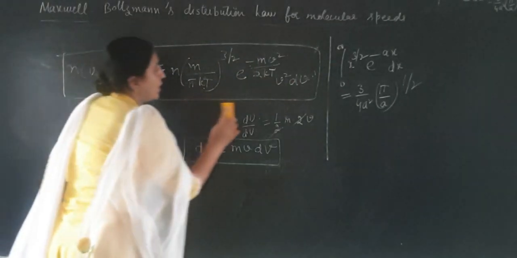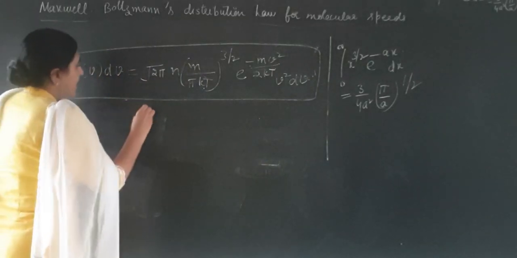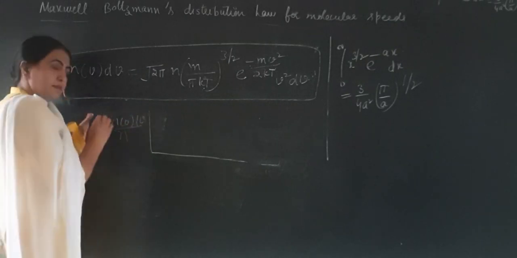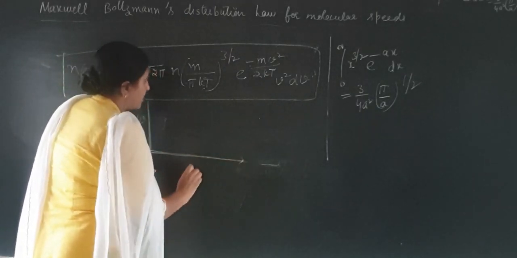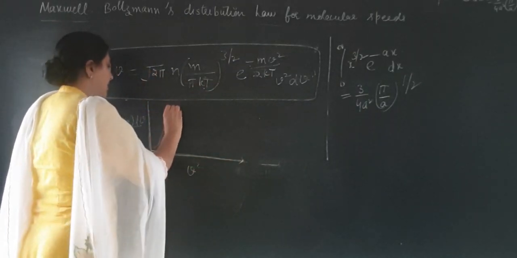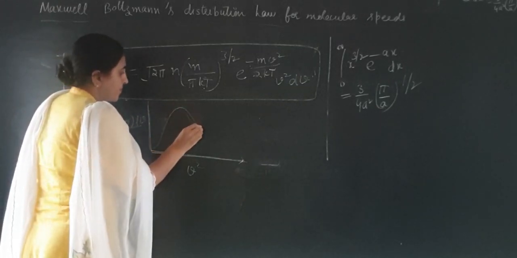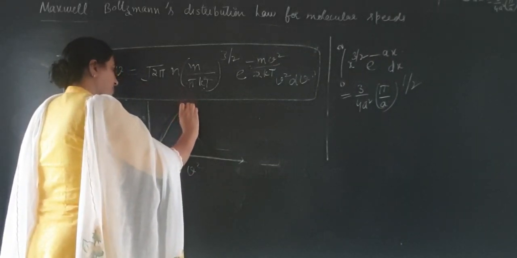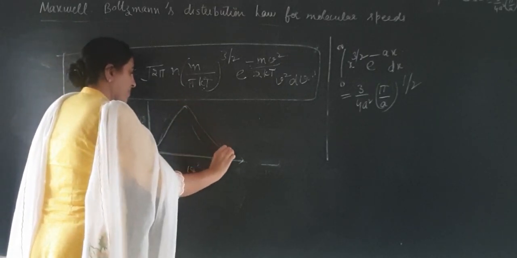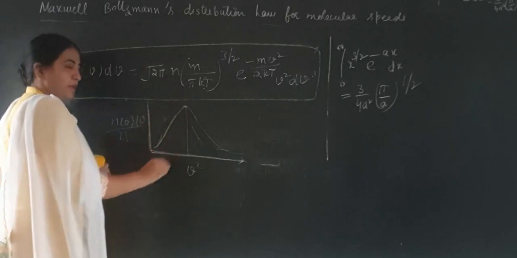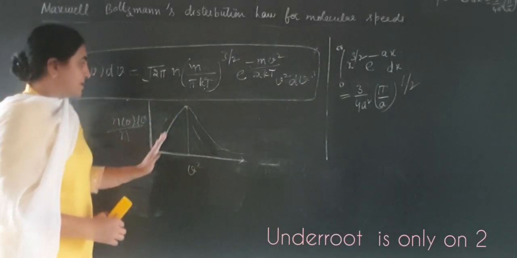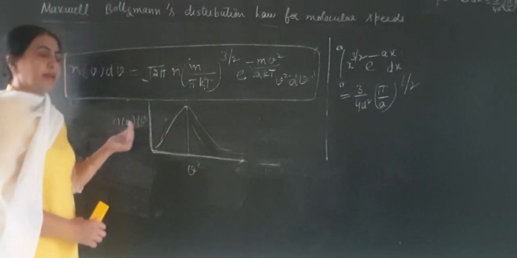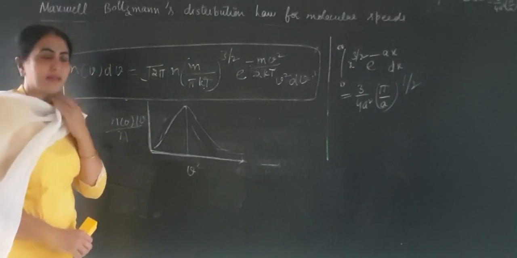And when you have a graph between nv upon n, when you write here nv dv, we will explain in the next lecture. I just draw it here, and here is v square. You will get the graph like this. This is the maximum value. So first, like a parabola, it first increases then decreases. So this is the graph. We will explain in the next article most probable speeds and the other two speeds and the graph.